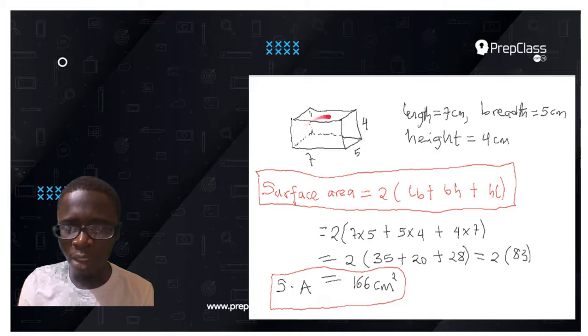So this is a typical representation of the cuboid in question, with length 7 centimeter, width 5 centimeter, and height 4 centimeter. So we need to get the surface area of this cuboid. The surface area will be the face on top, the face behind, the face below, the face to the right, and the face to the left. So we need to calculate all the areas individually in order to get the total surface area.